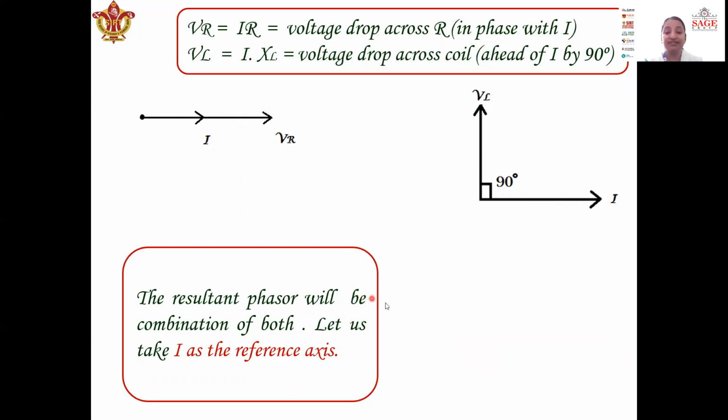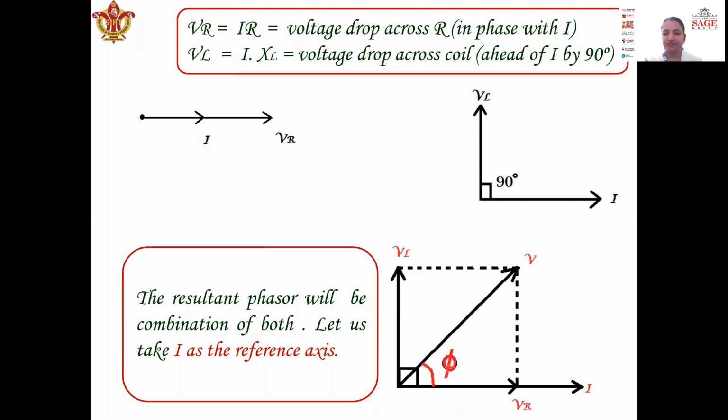And how will the resultant phasor diagram be drawn for the RL series circuit, as both R and L are connected in the circuit? We will take I as the reference axis, that is X, and we'll show the diagram here like this. Here is the combined diagram where we can see VR along with the current, which is on the x-axis, and on the y-axis we have VL, which is leading the current or VR by 90 degree, right?